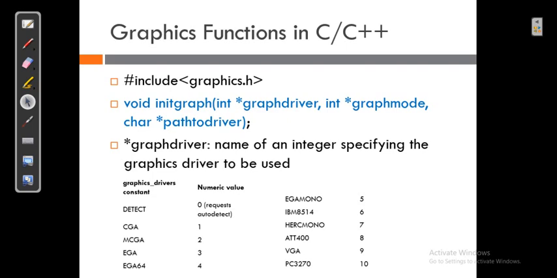So first of all, graph driver. There are different types of drivers available, that may be CGA, MCGA, EGA, and many other drivers, VGA, but we use a keyword called DETECT. So we use DETECT in caps in place of all these drivers, and DETECT will automatically find out what type of driver you have in your system. You need not remember or find out which driver your system is using.